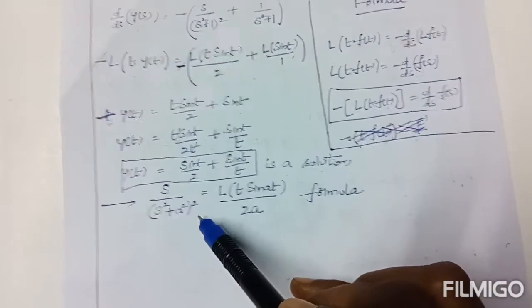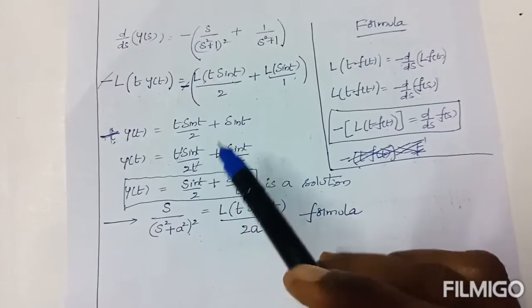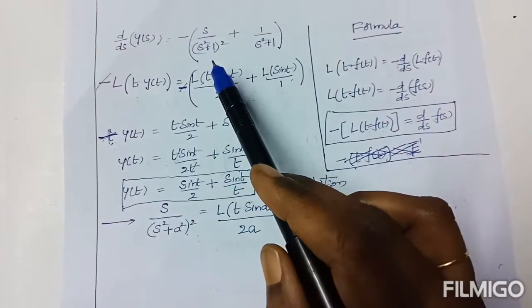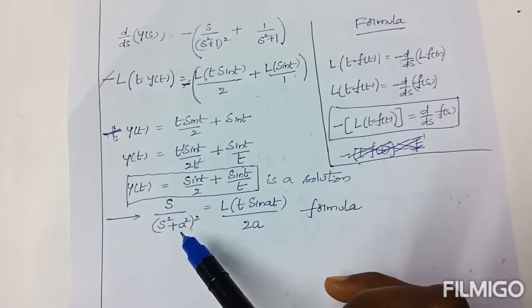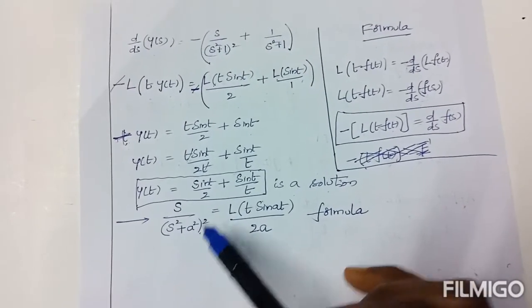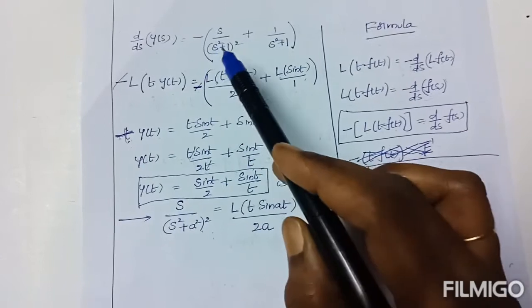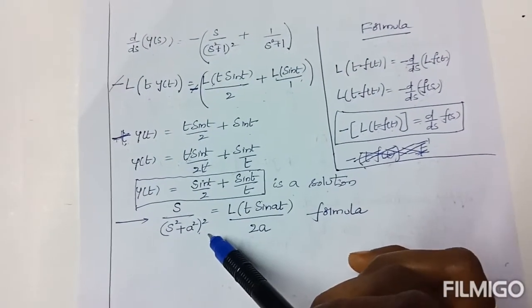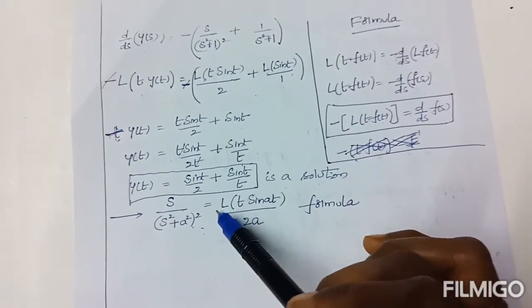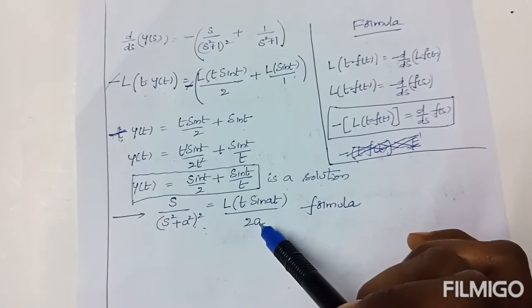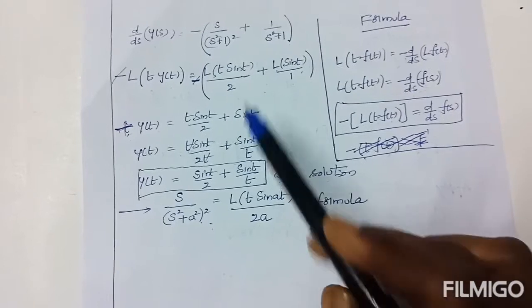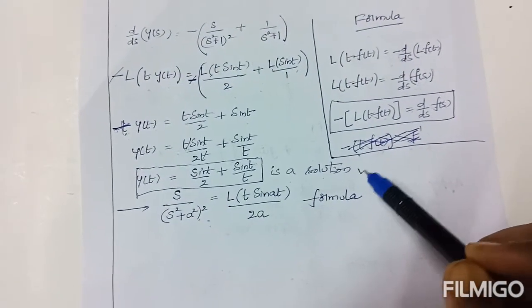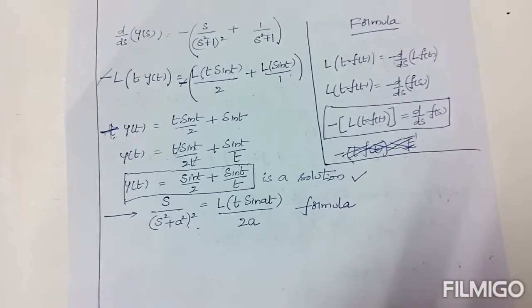Here this is the main formula. This formula we used here. This is the formula s by s square plus a square whole square. This formula is here, this is the term similar to this formula. So we have written here L of t sin at by 2a. Here also L of t sin at by 2a is 1. Now this is the solution of the given differential equation.